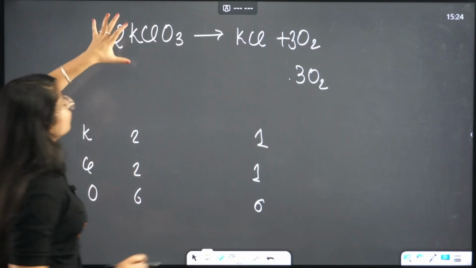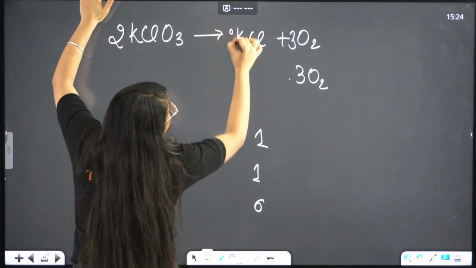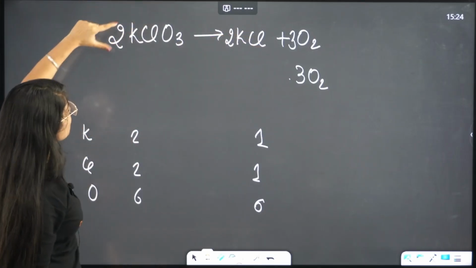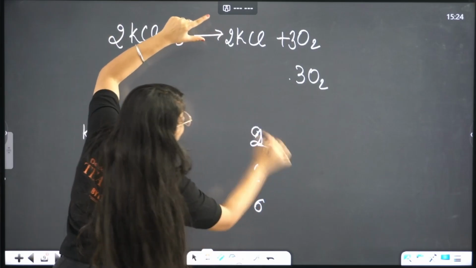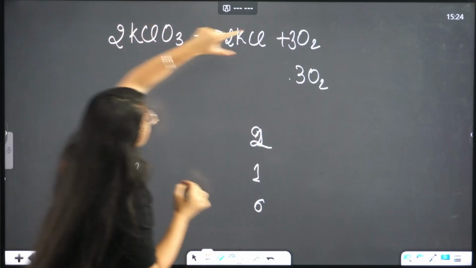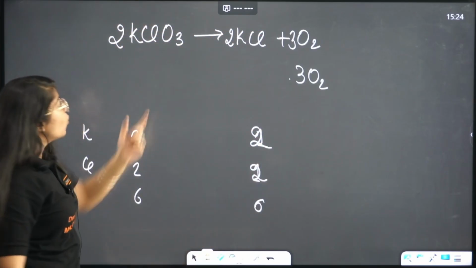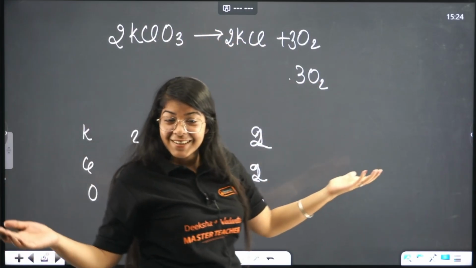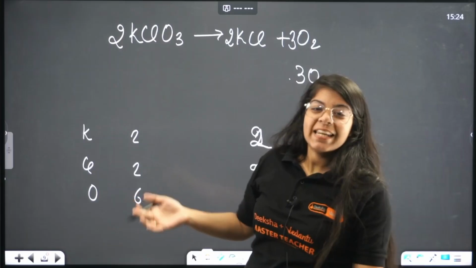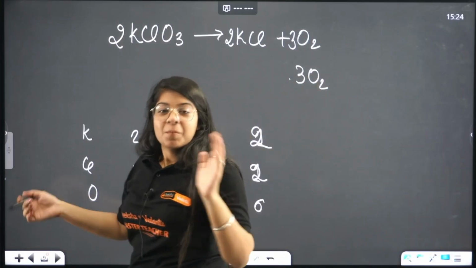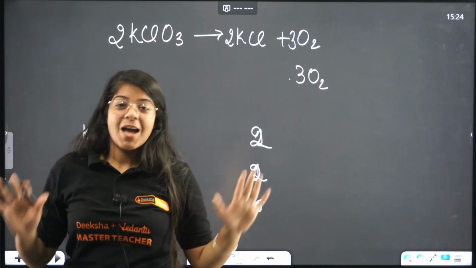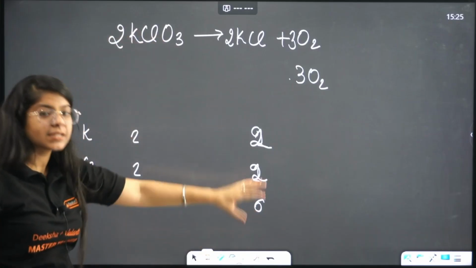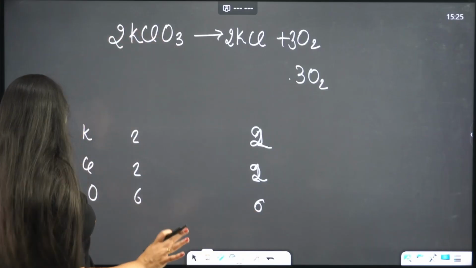So what we'll do is multiply 2 here as well. Now K here is 2, K here is 2 as well. Cl here is 2, Cl here is 2 as well. O here is 6, O here is 6 as well. Understood? Any doubt you can write in the comment section. But I hope this is clear to you. So this whole process is how you balance chemical equations.